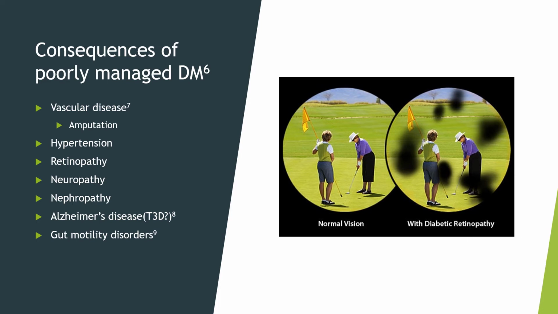This is damage to the kidney, the nephron specifically, and this is because it's not getting the blood supply that it needs. Alzheimer's disease, which is often referred to as type 3 diabetes. This is probably not simply due to vascular disease. Vascular disease is certainly playing a role, but there are other factors at play as well. And there are a number of gut motility disorders as well as general gut disorders that can occur. This is not only caused by the vascular disease.